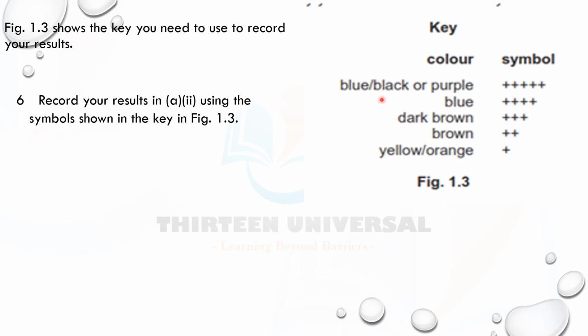So this is called a key. If you see blue-black, put how many symbols, how many pluses? 1, 2, 3, 4, 5. So blue-black, 4 pluses; dark brown, 3 pluses; brown, 2 pluses; yellow. So you see that the higher the concentration of starch, the more crosses, the more symbols. This has the highest concentration, this has the lowest concentration. Record the result in A2 using symbols shown in the key.